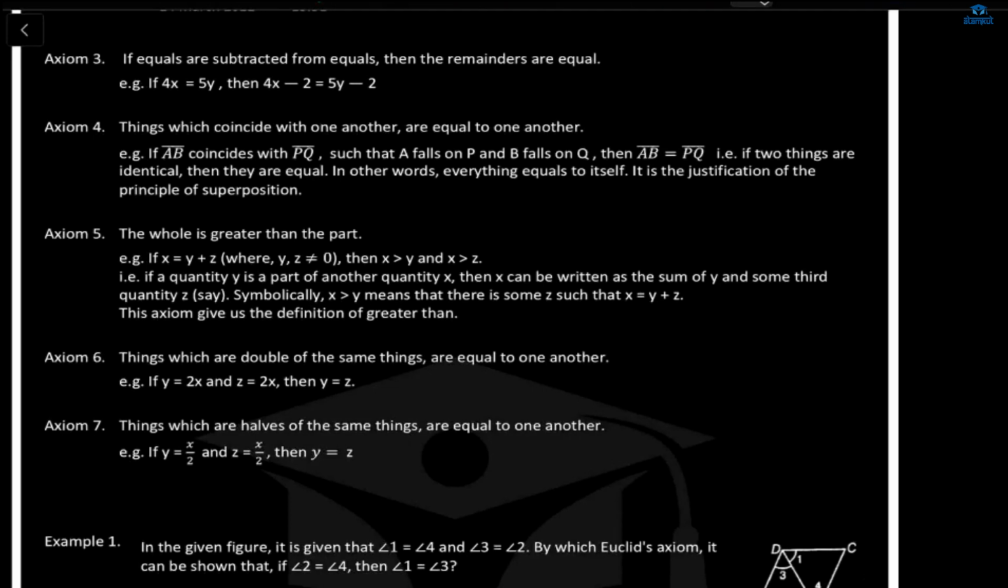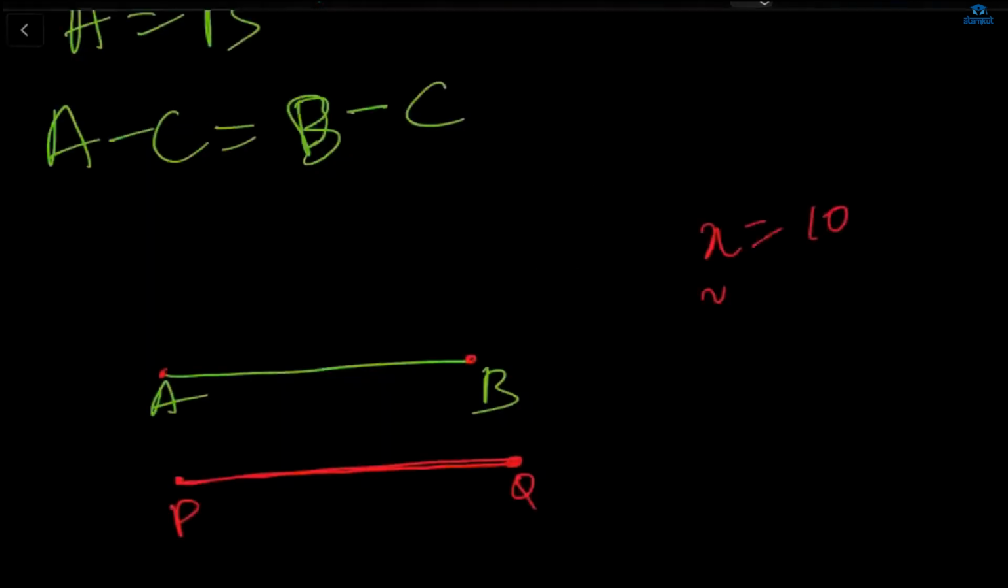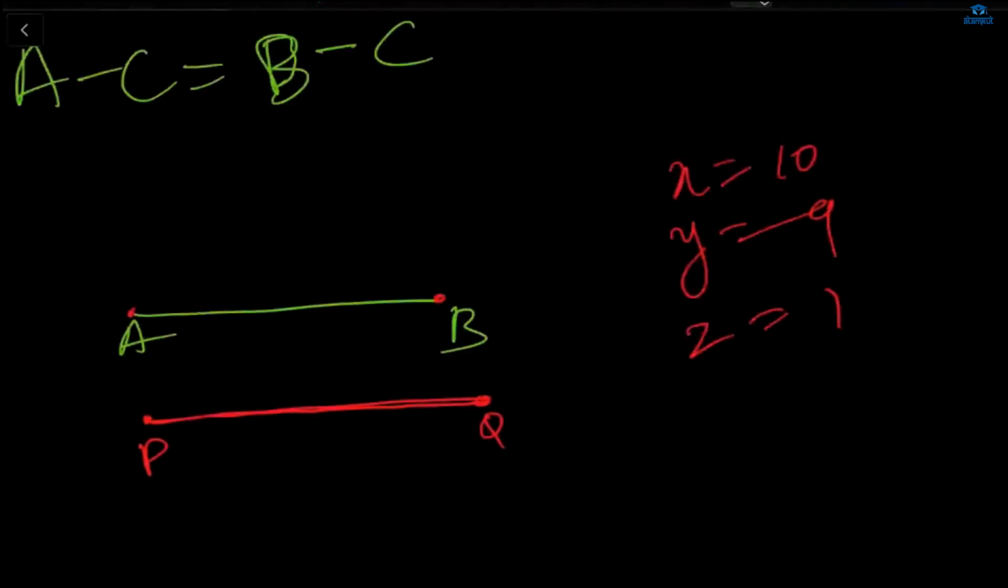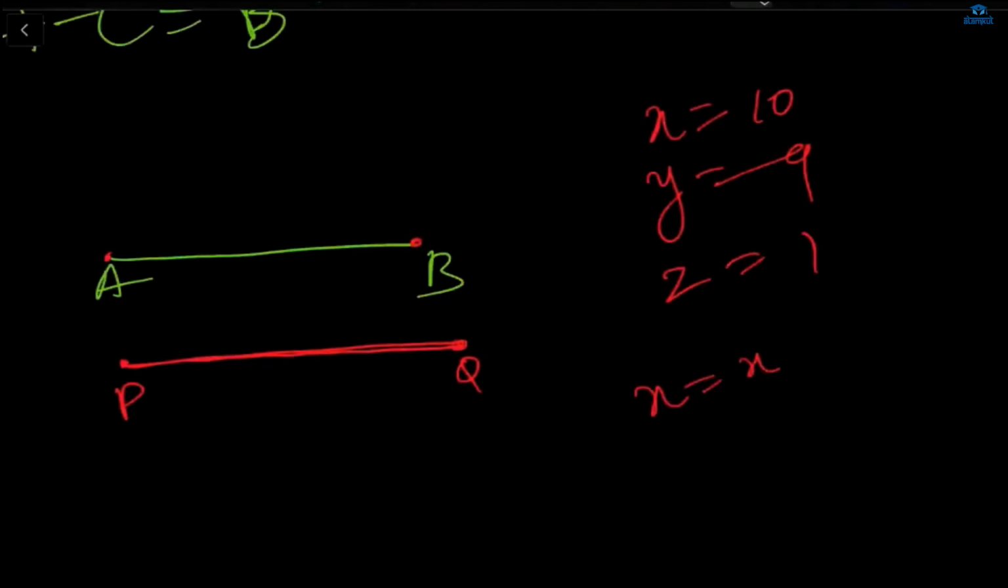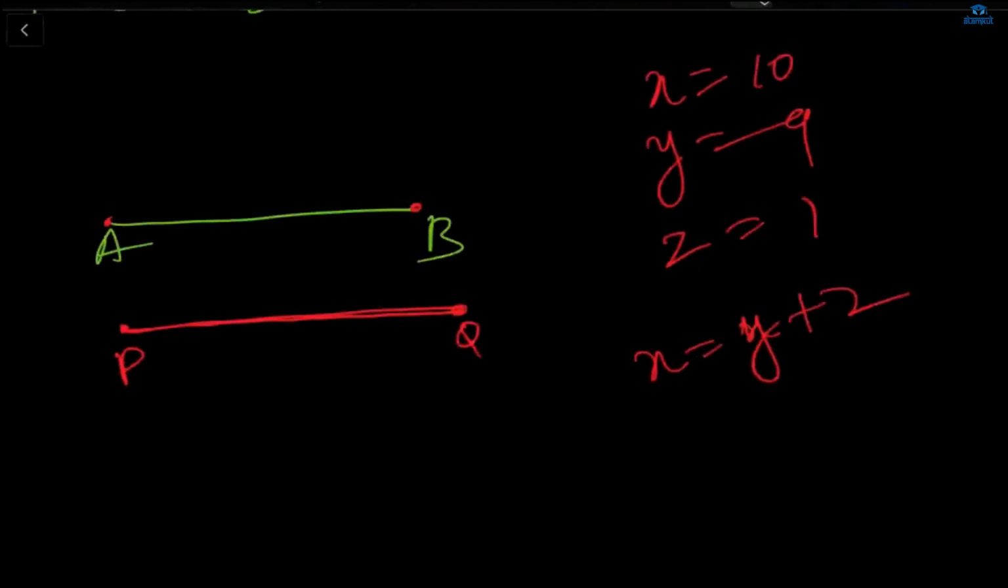For example, if I say that x is equal to 10, and y is equal to 9 and z is equal to 1, so x is equal to y plus z. You can see y is equal to 9 only. And actually the condition was that y and z should not be equal. So still x will always be greater than y, and x will always be greater than z. Okay, x is the whole. So the whole is always greater than the part.